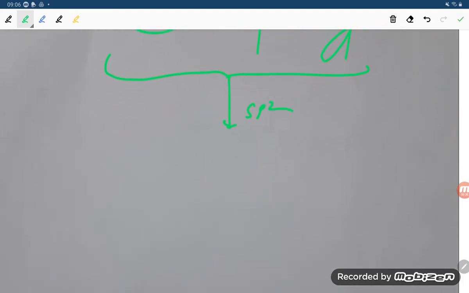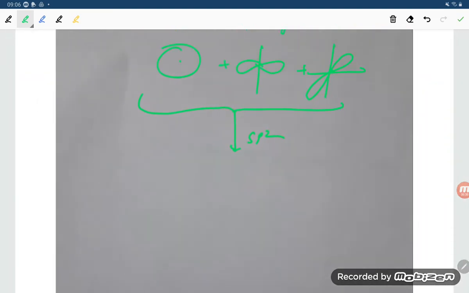Whenever you talk about sp2 hybridization, three orbitals are involved: 1, 2, 3. They will form three new orbitals. How will the three new orbitals be? This is one, this is one, and they will be at the maximum distance from each other.